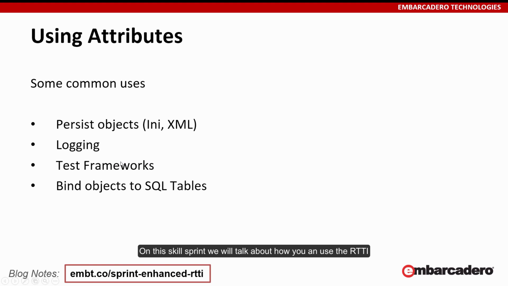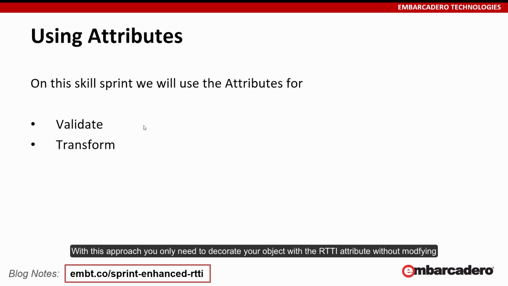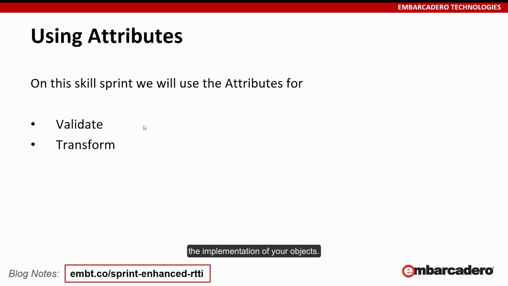In this skill sprint, we will talk about how you can use RTTI and custom attributes to perform some actions like validating and transforming the members of a structured type such as an object, based on its attributes. This task will be done by creating some simple but specialized attributes for runtime validation and transformation of objects. With this approach, you only need to decorate your object with the RTTI attributes without modifying the implementation of your objects.